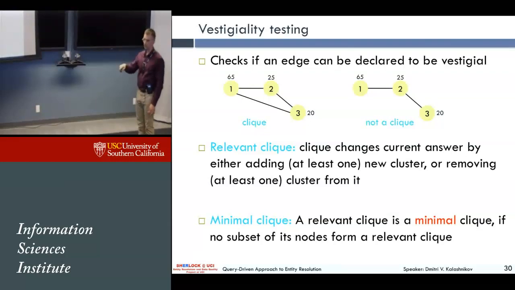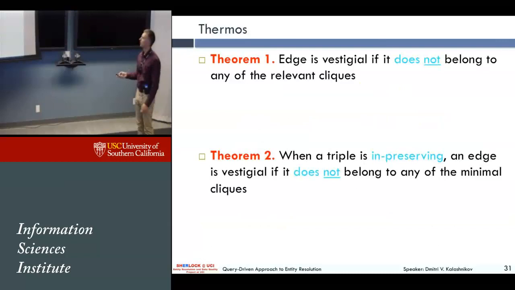So you can find a relevant clique. A relevant clique means this clique can change the answer. A minimal clique says it's a relevant clique, and no subset of nodes is a relevant clique. So it's minimal. Yeah. So then you can prove the following theorems.